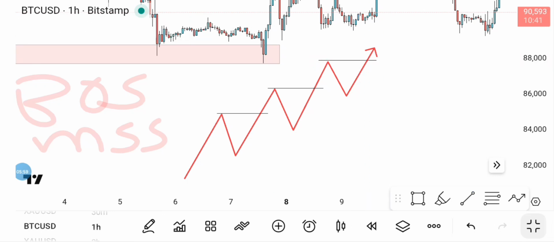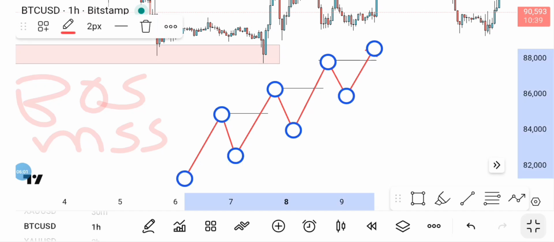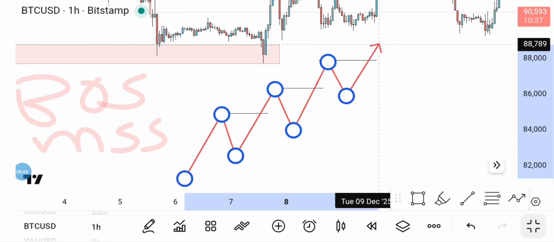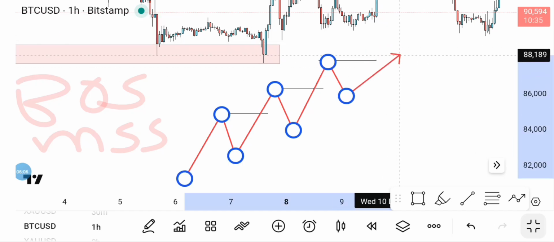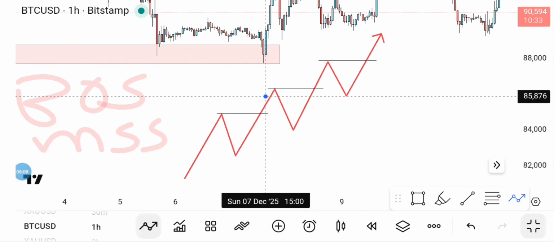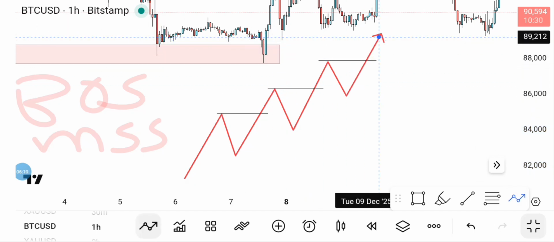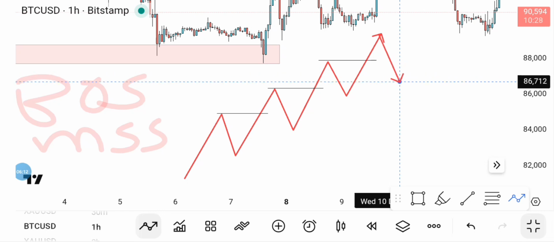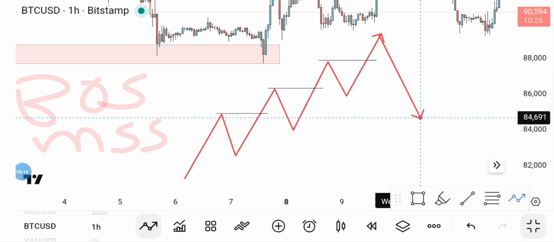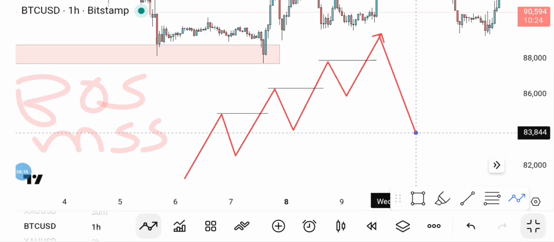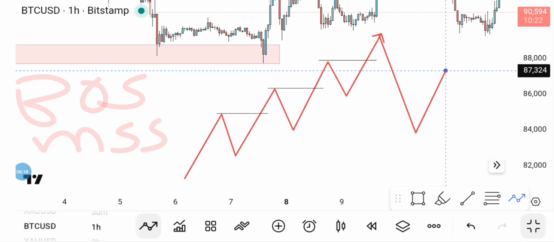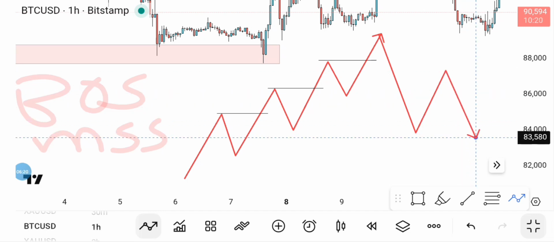But in a situation whereby the market makes a move like this, it pushes downwards, breaking the recent low, goes upwards, goes downward again.